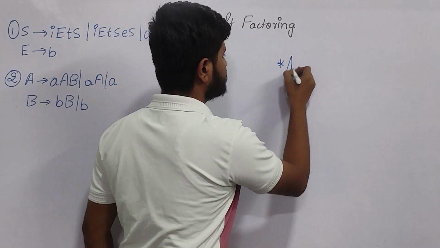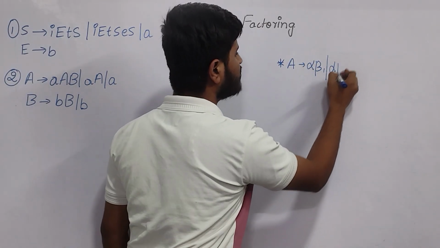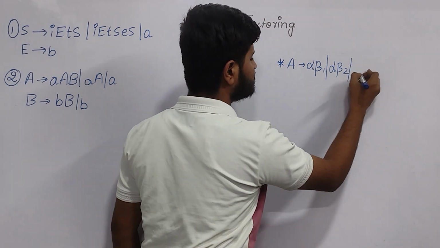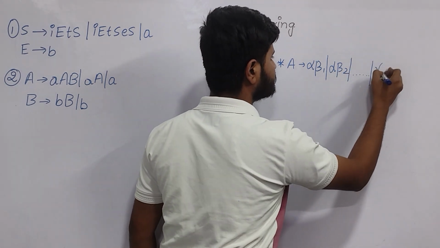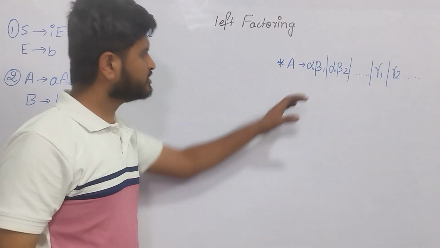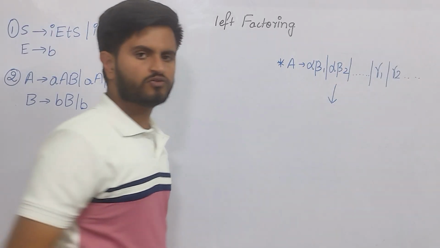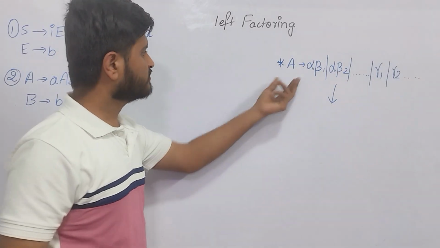If you see, A produces alpha beta 1 | alpha beta 2, and it goes on like this, and it also has gamma 1 | gamma 2, and it goes on. I will show how in this problem. Now how to convert this one? We will be converting it into two separate productions.